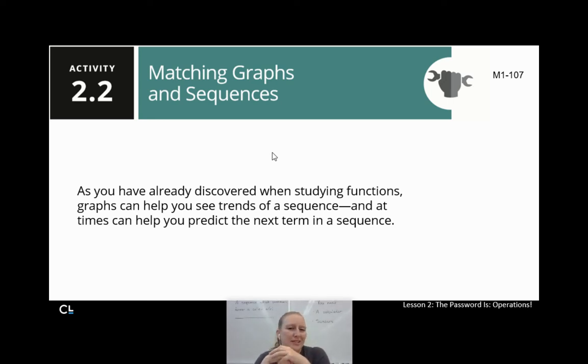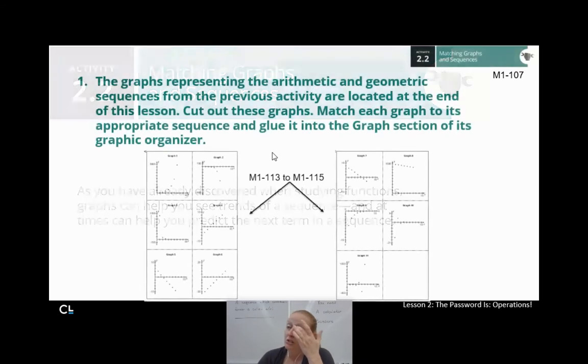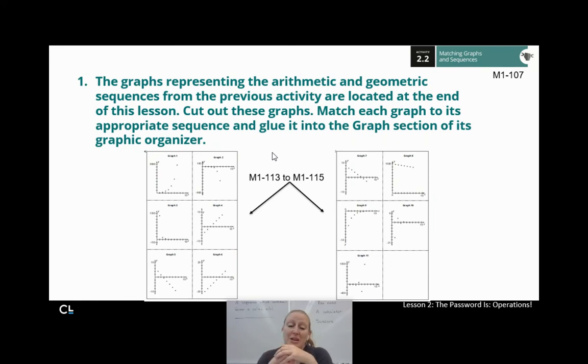So as we've already discovered when studying functions, graphs can help you see trends of a sequence, right? Can help us see what's going on. I love the graphs. And at times, the graphs can help you predict the next term in the sequence. Very useful things. So here we go.